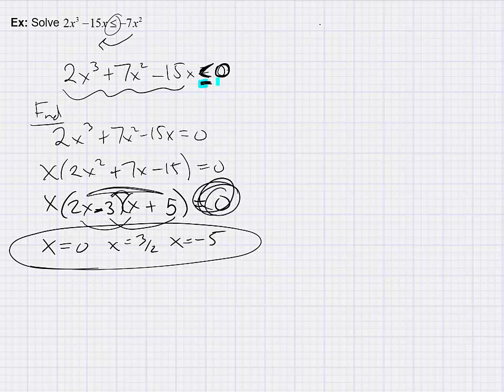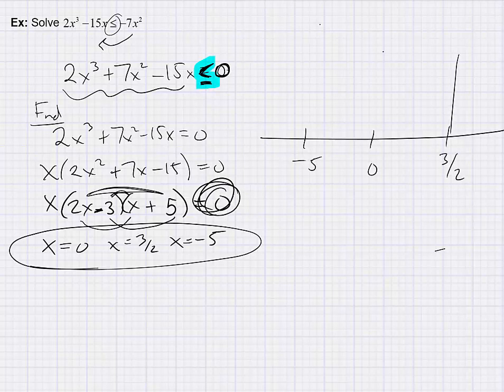Now, we want equal to 0, right? But we also want less than 0 as well. So now I got to figure out negative. So I got 0, and now I need negatives. So that's where we start doing this. We go, all right, well, here's negative 5, here's 0, here's 3 halves. Doesn't matter if we spread them out evenly or not, but I got 4 intervals here. This, this, this, and this.